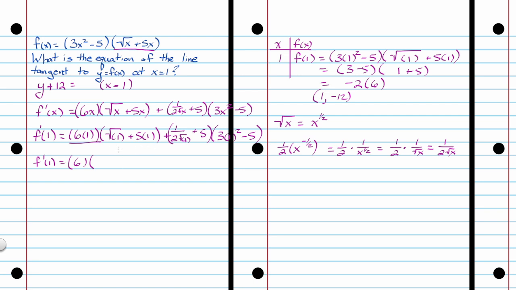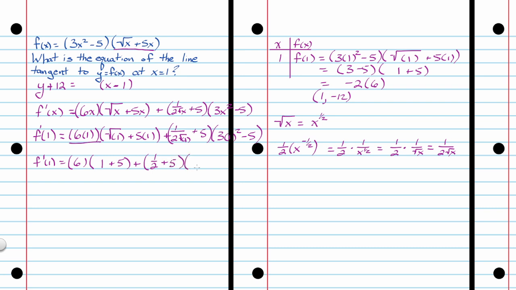This factor here has 2 terms. Square root of 1 is 1. This term here is 5 times 1. That is 5. Plus, this factor here has 2 terms. 1 over 2 square root 1 is just 1/2. Plus the second term of this factor is 5.